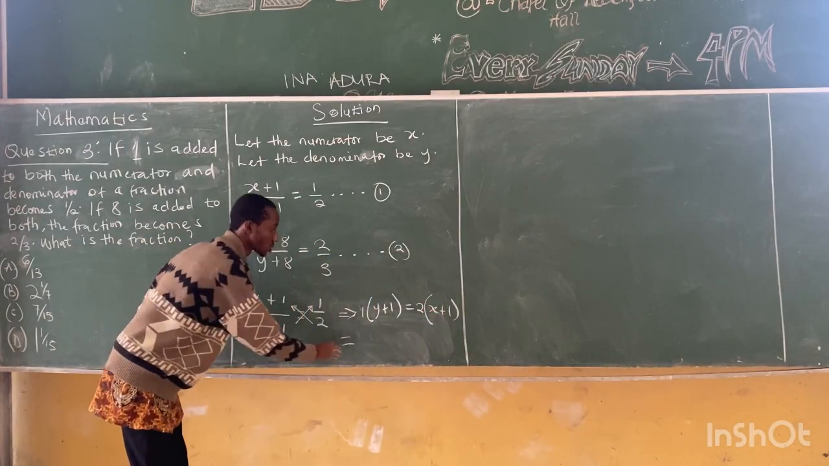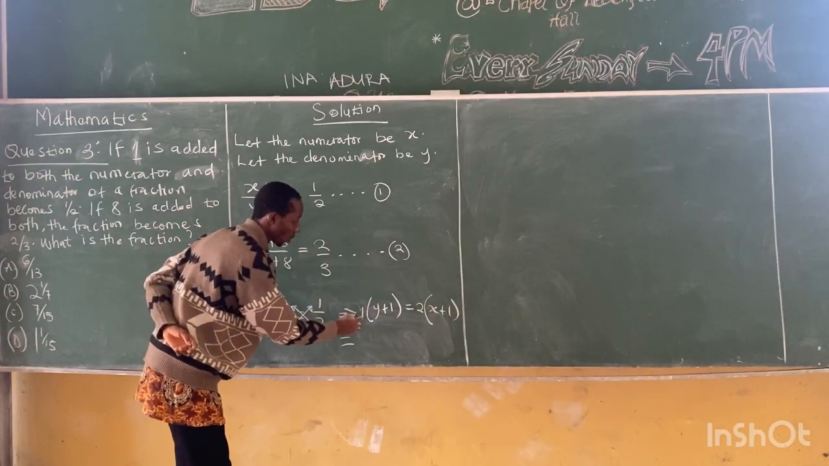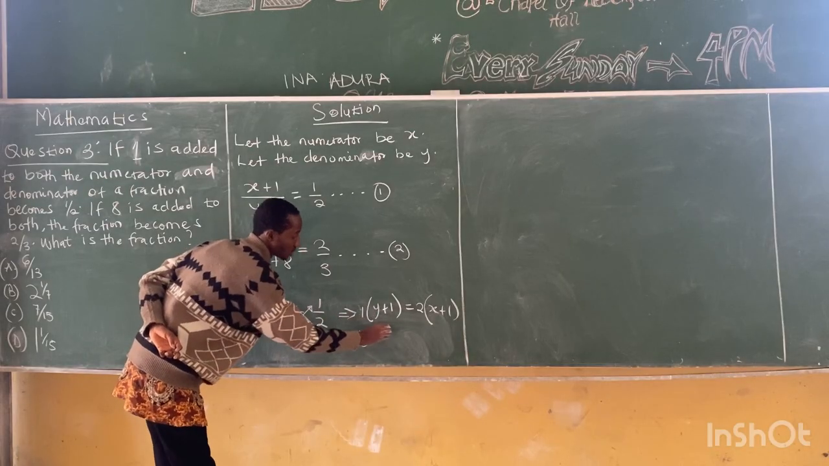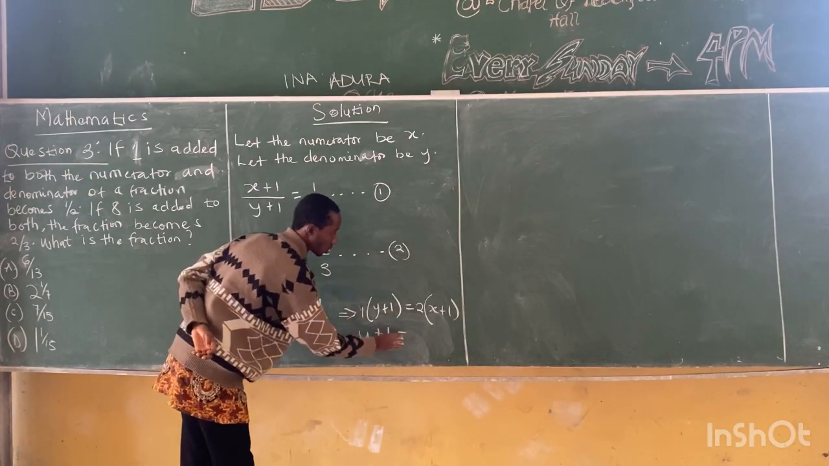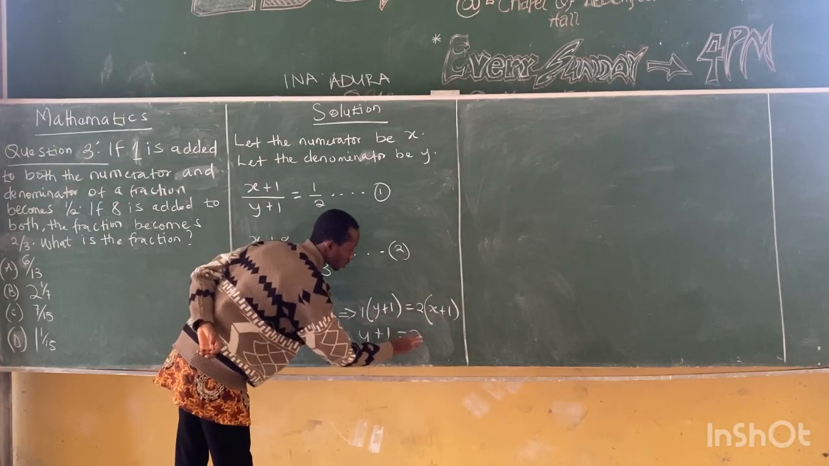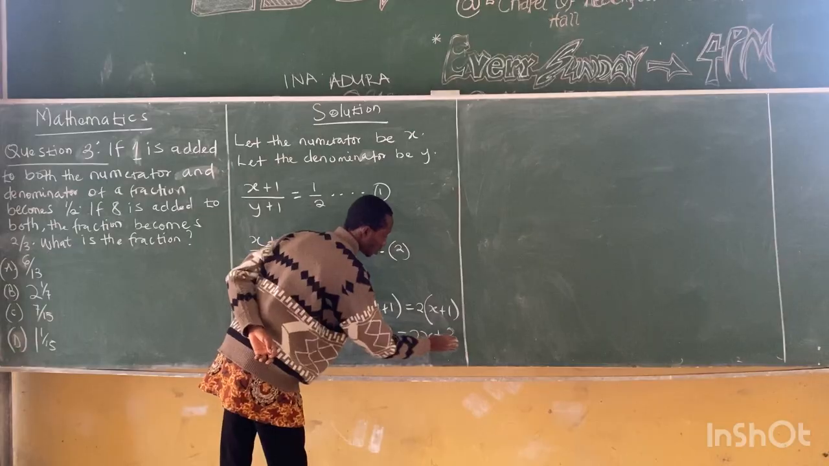Anything multiplied by 1 is the same thing. So 1 times y gives us y, plus 1 times 1 is 1, is equal to 2 times x is 2x, plus 2 times 1 gives us 2.